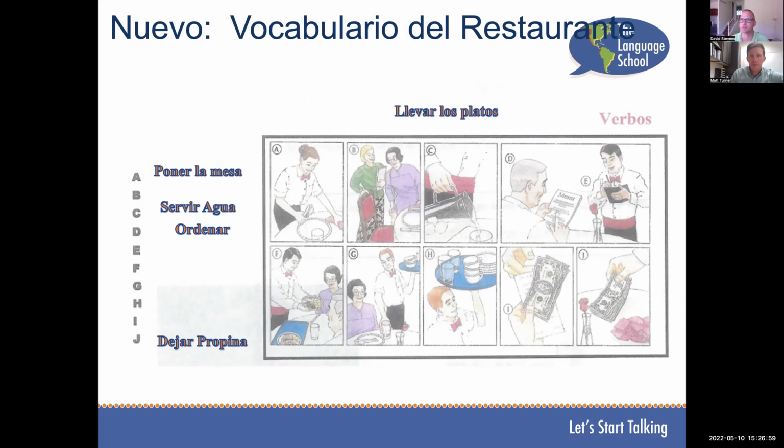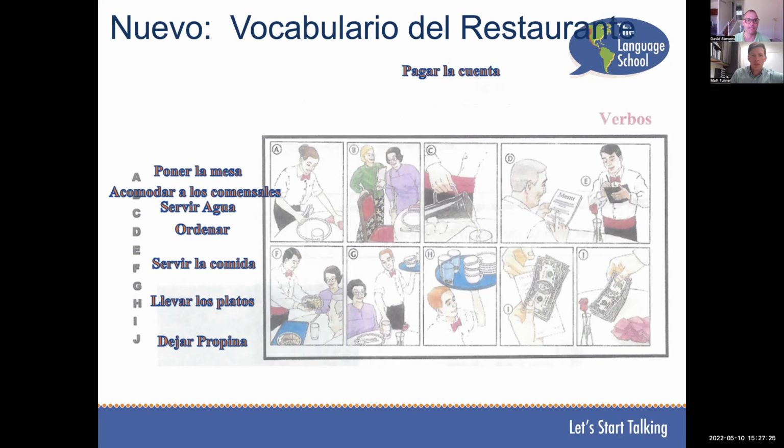Llevar los platos. Llevar is H. Muy bien. Servir la comida. F. Acomodar a los comensales. B. Pagar la cuenta. E. Or H-E, Tomar la orden. E. Recoger los platos. G.